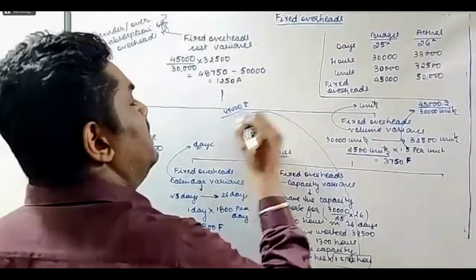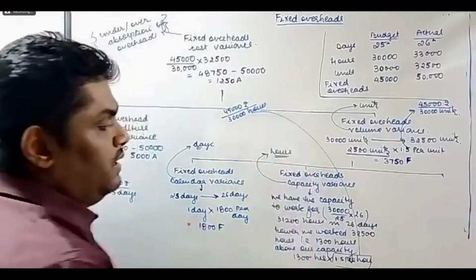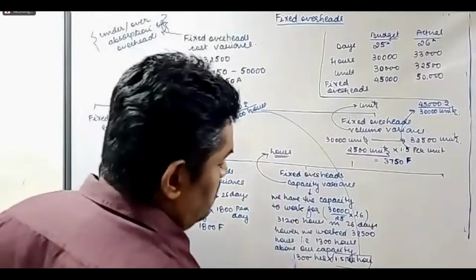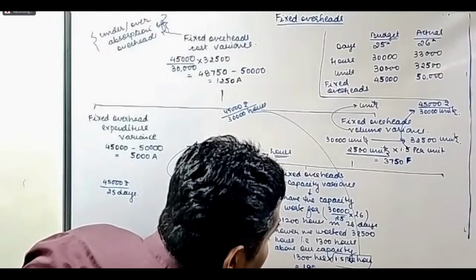45,000 rupees divided by 30,000 hours. So this will be 1950 favorable.